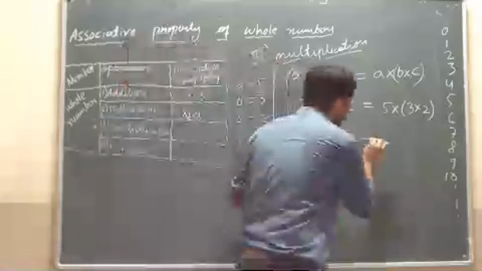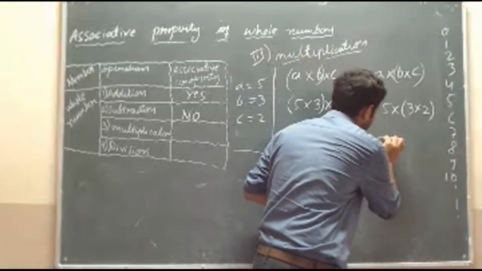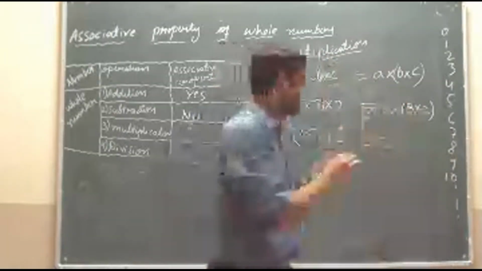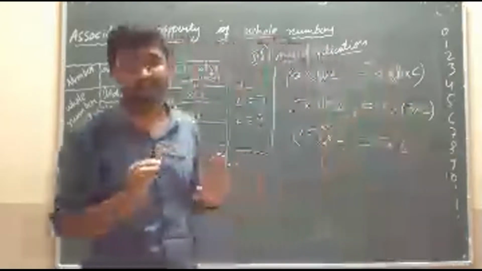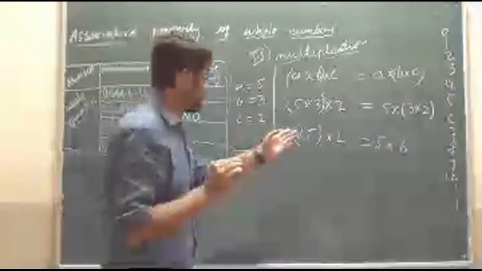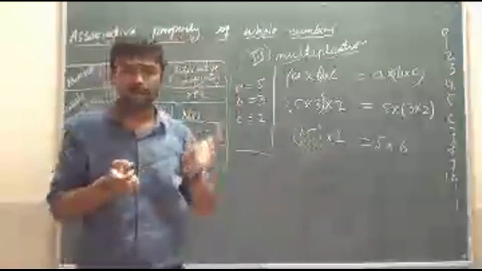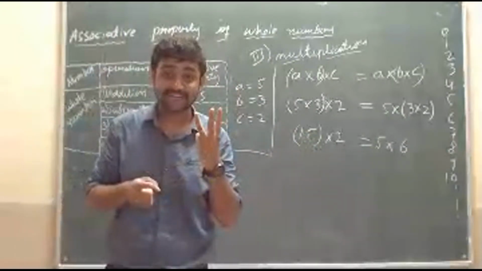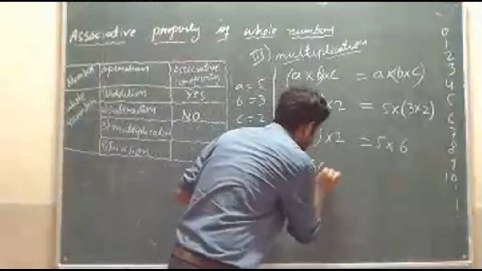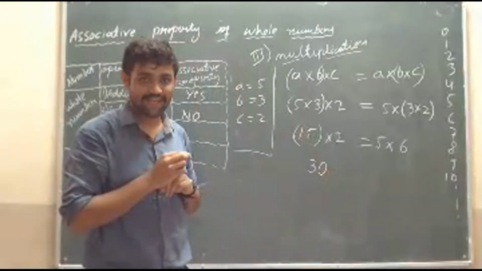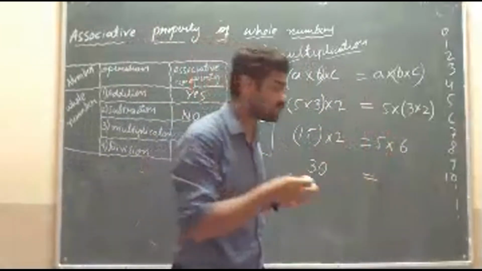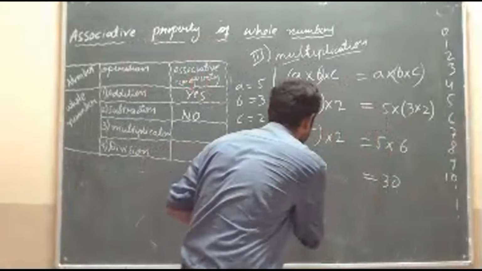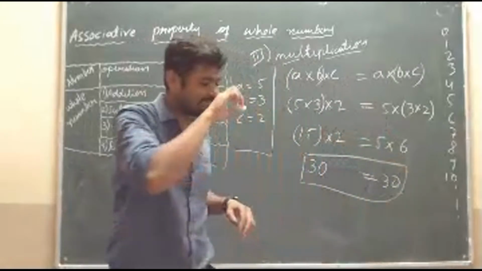Okay, then I will write 5 here. 3 2s are 6. Don't worry. Then 15 1s are 15, 15 2s are 30. Then 5 6s are 30. Then 30 is equal to 30.